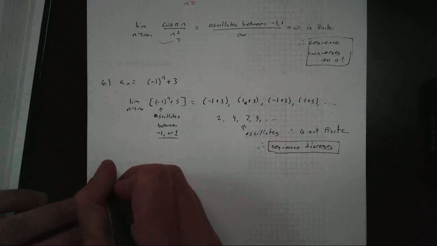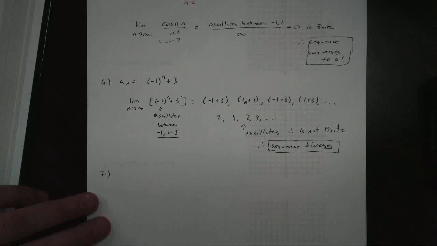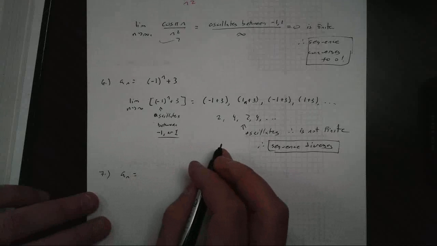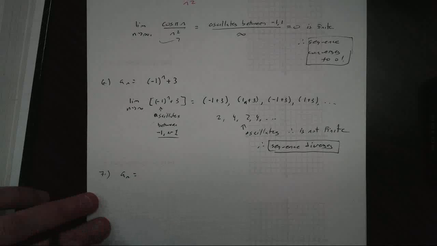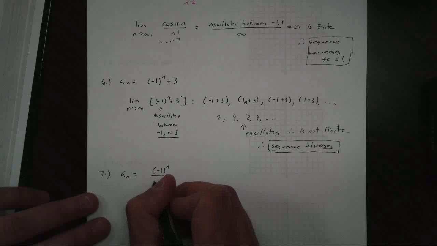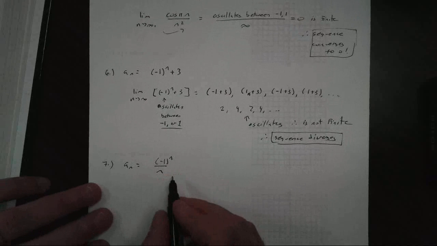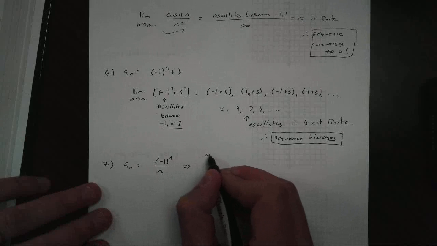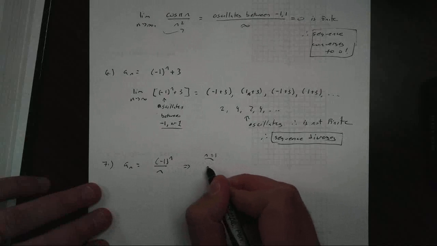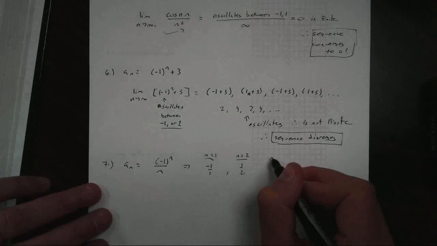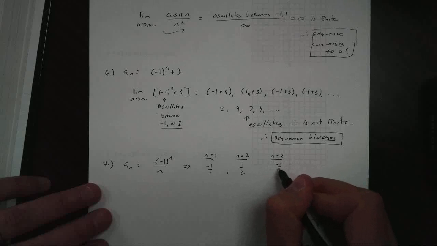Now for number 7, let's take a look at an oscillating function that will converge. Let's take a look at a sub n equal to negative 1 to the n over n. Now this too will oscillate. Matter of fact, if I list out my next few terms, we can see, if I let n equal 1, I'm going to get negative 1 over 1. If I let n be 2, I get 1/2. If I let n be 3, I get negative 1 over 3.